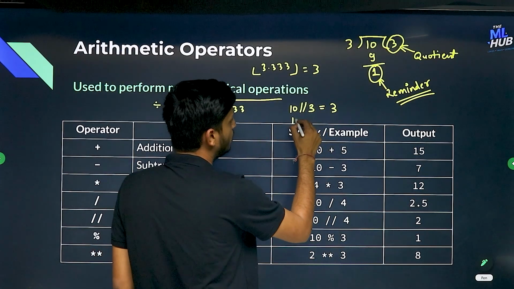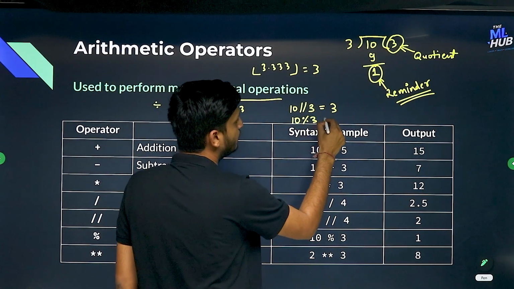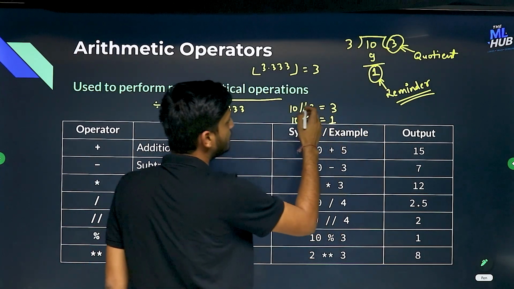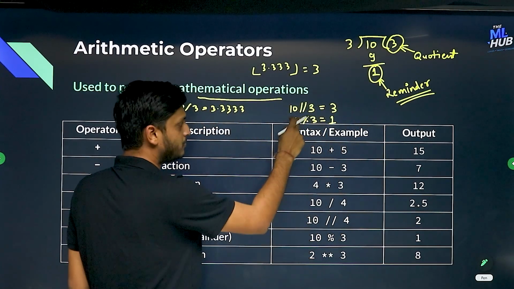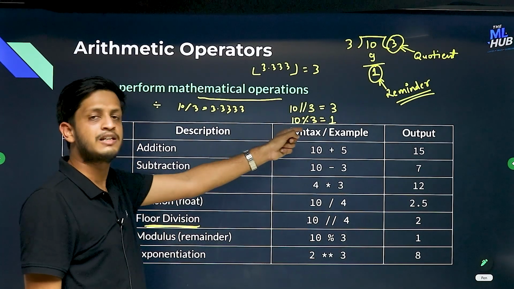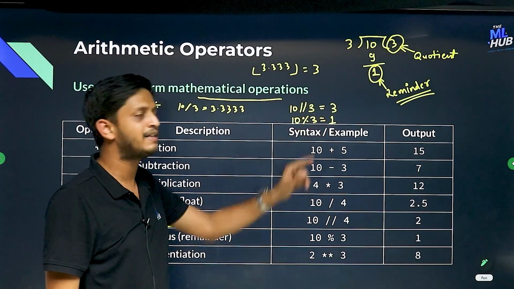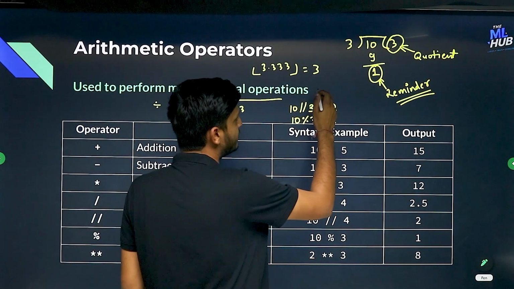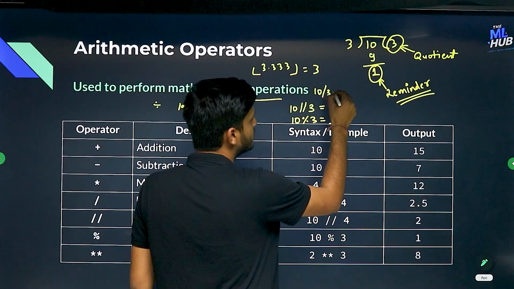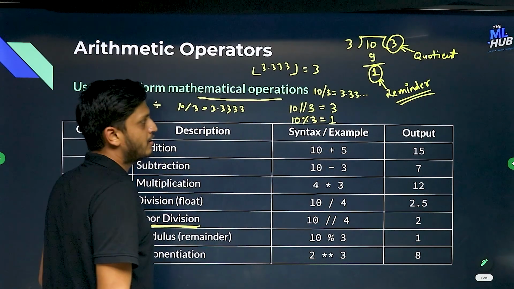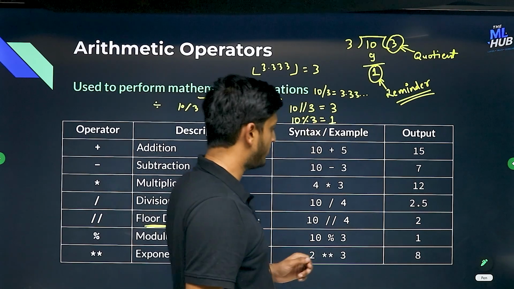And if you write 10 modulo 3, you will get the remainder, right? So if you just want the quotient and remainder, you can just use the floor division and the modulus operator. You will get the quotient and the remainder. And if you want the exact division, like if you want to keep on going, you can use the normal division operator. It will give you the exact output like this. Okay, so this is how it works.